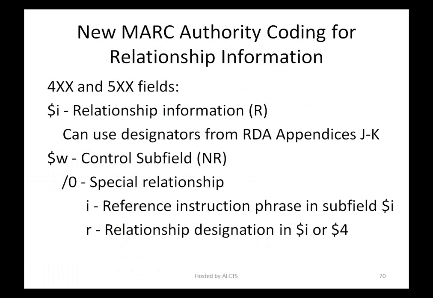We have relationship designation that you can do in authority records as well as in bib records. And there's a new subfield I for relationship information, and you can use the designators from appendices J and K. And in addition to using the subfield I, you also need to include the subfield W, the control subfield, which indicates what type of relationship you're encoding. So if we're going to be encoding relationship designators, we are going to use the subfield W first byte position of R, which is defined as relationship designator is in subfield I or subfield full form.